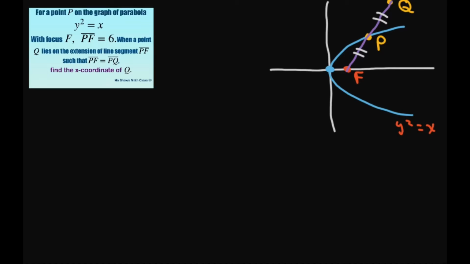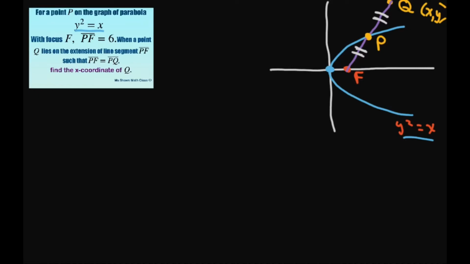All right, so here's a little diagram of it. Blue here is my graph of y squared equals x. Our focus is in red. I have some point P on the graph, and then we have an extension to point Q, and we're trying to find this x value here. That's what we want. So that's the goal. And we have that PF equals PQ. That just basically means that P is actually the midpoint.